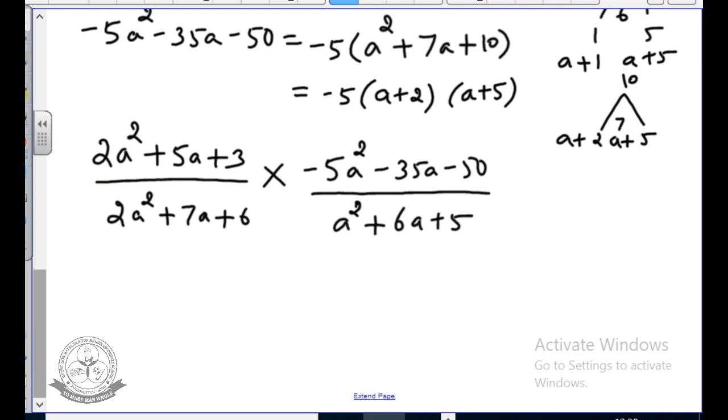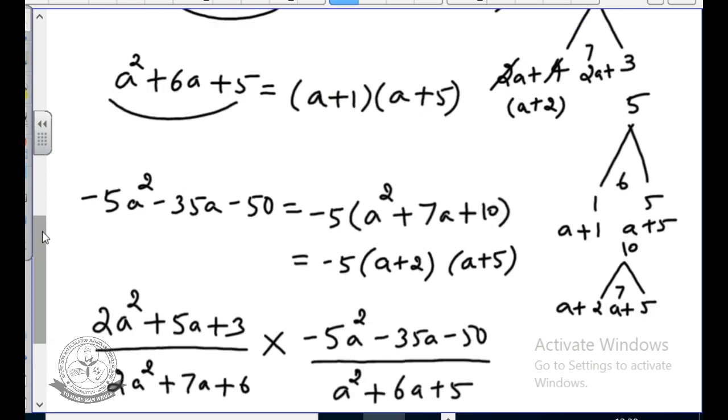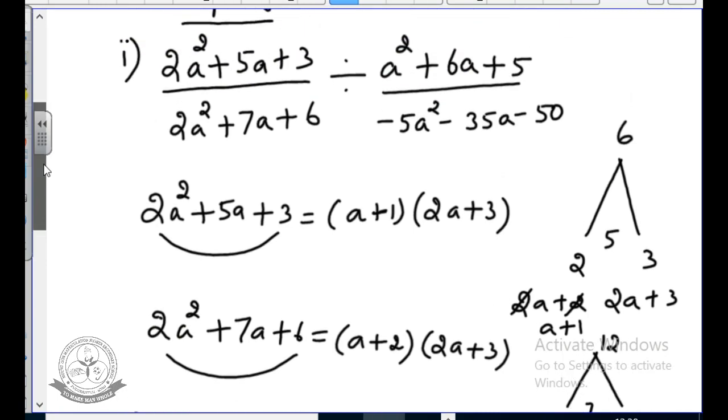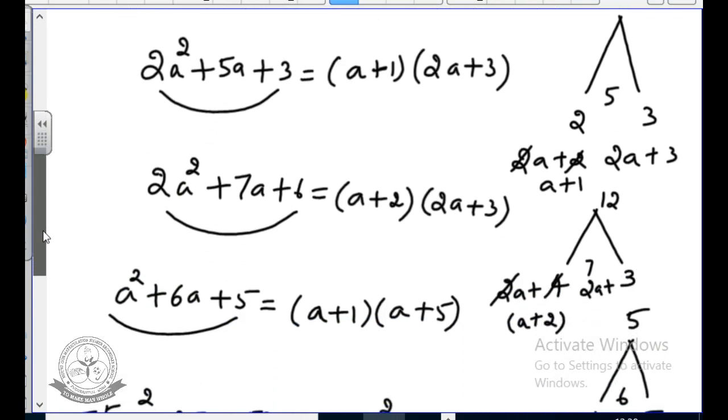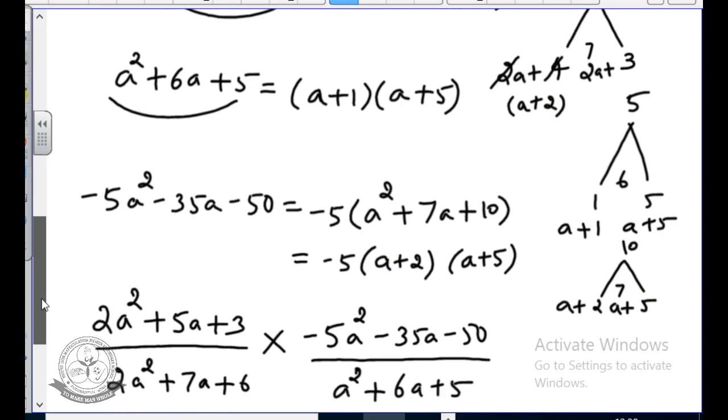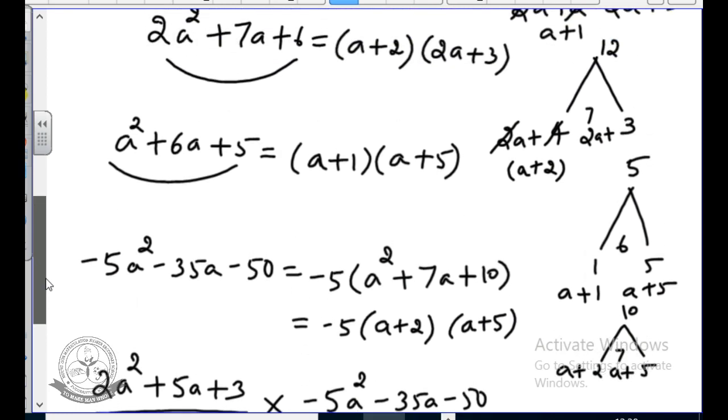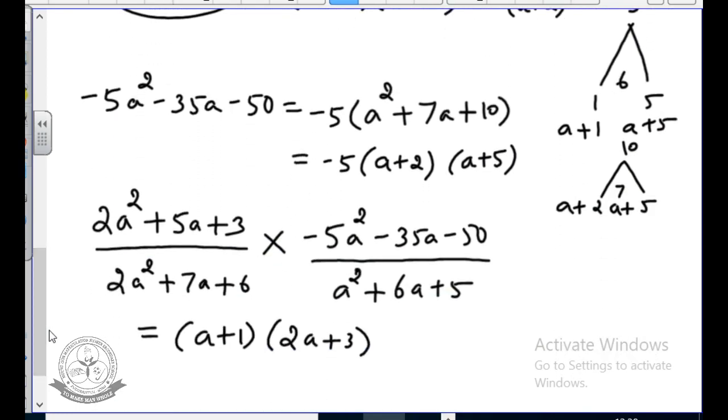So instead of this term, we are going to apply the factors of the first expression and the second expression. For the first one, 2a square plus 5a plus 3 is equal to a plus 1 into 2a plus 3. You just check it. For the first one, a plus 1 into 2a plus 3. For the second one, in the denominator what we are having, a plus 2 into 2a plus 3.